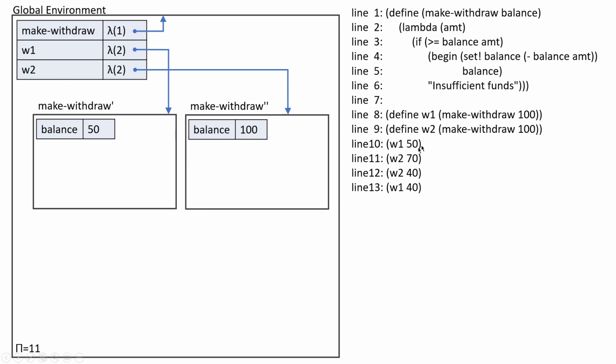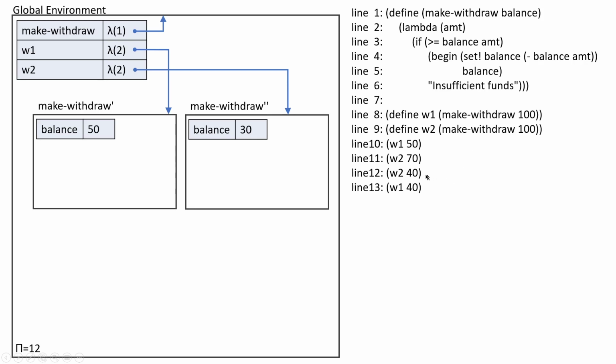Okay. Then on line 11, we call W2 with 70, and a similar sort of thing happens. We follow this reference pointer to see where to create that contour. It's in the other make withdraw contour, so we create W2 prime, and off it goes. So the amount is 70 because we passed in a 70. 100 is greater than 70, so we walk through, we set the balance to balance minus amount, so we change this instance of balance. Notice a separate instance because we're in a separate scope. And that gets 100 minus 70, so that becomes 30. And then this returns the current value of balance, and it's done. So this returned 50, this returned 30.